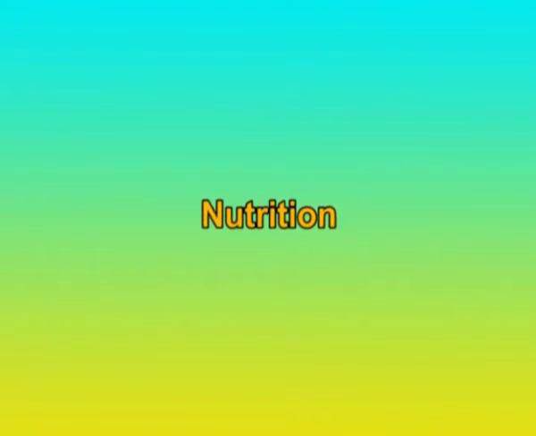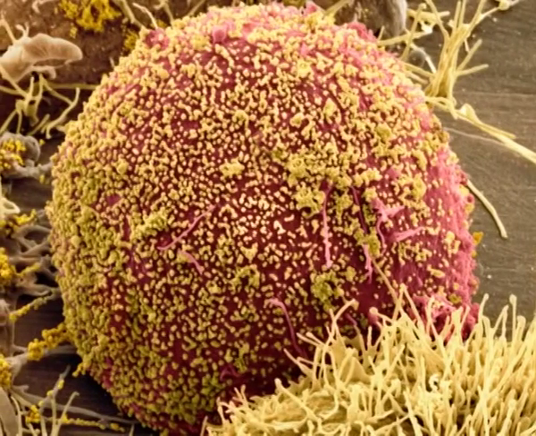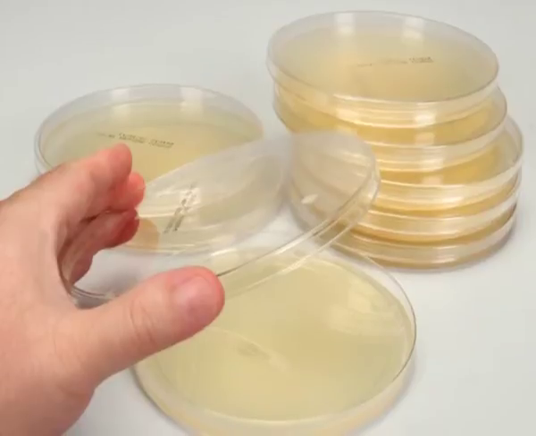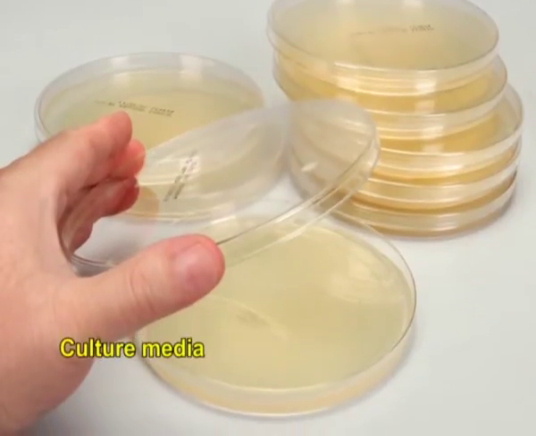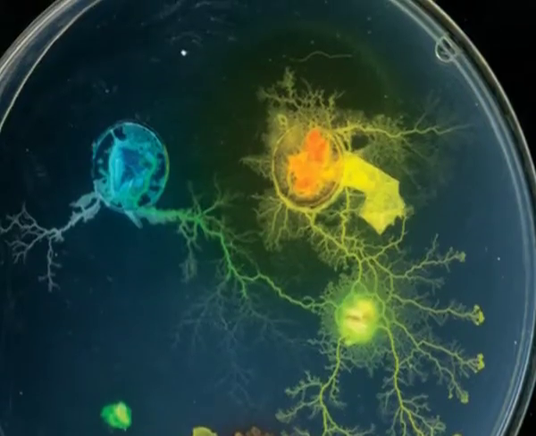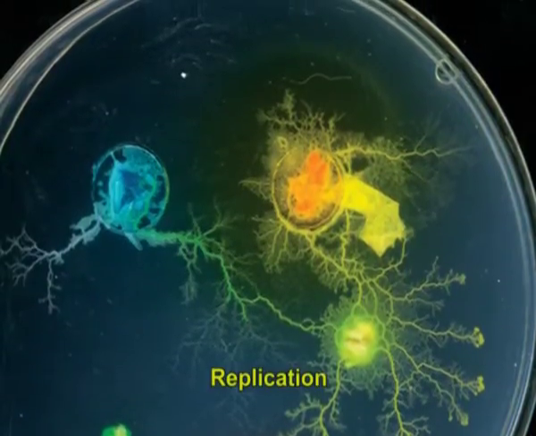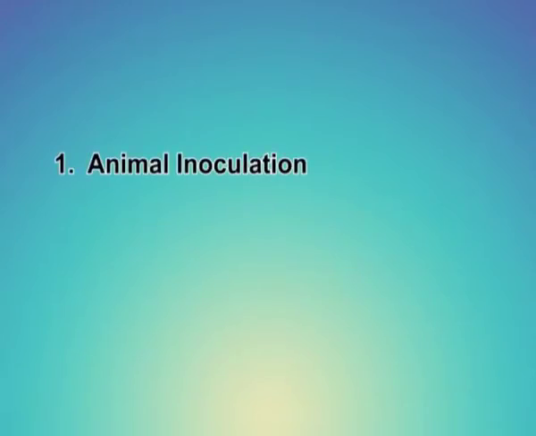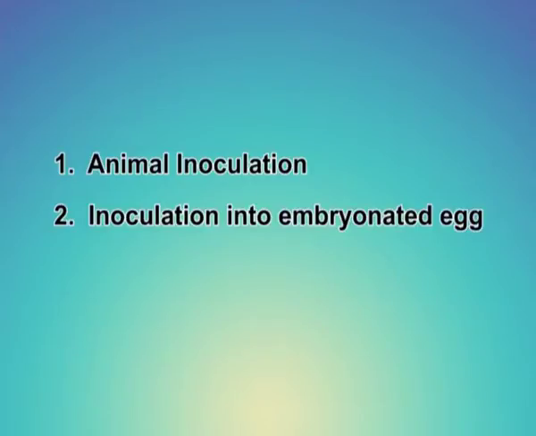Nutrition requirement for the viruses. Viruses must be grown in living cells. They can't be grown in a culture media or on agar plates alone. They must have living cells to support their replication. Cultivation of viruses: first, animal inoculation; second, inoculation into the embryonated egg; third, cell culture.